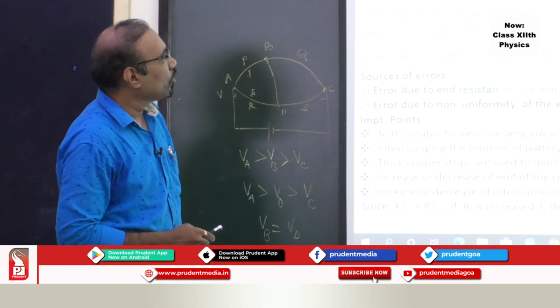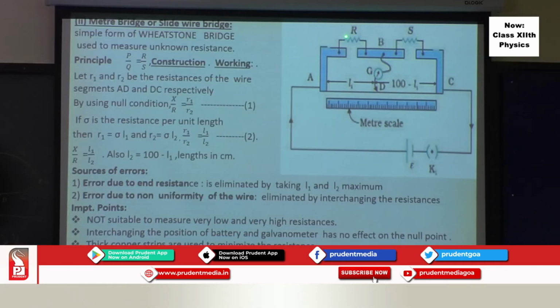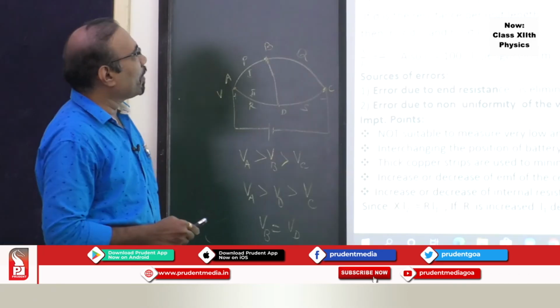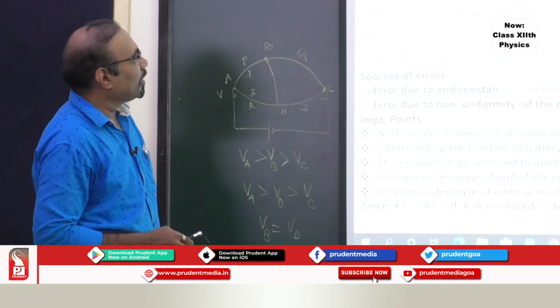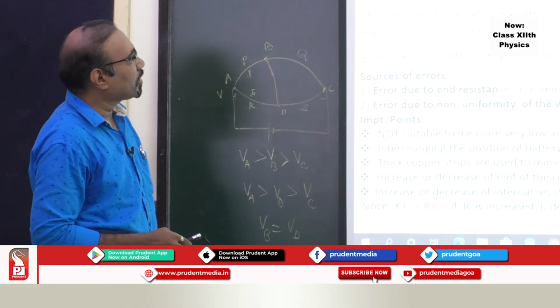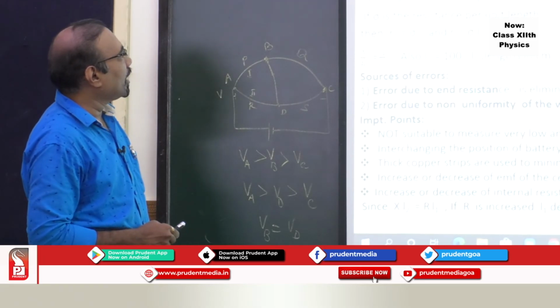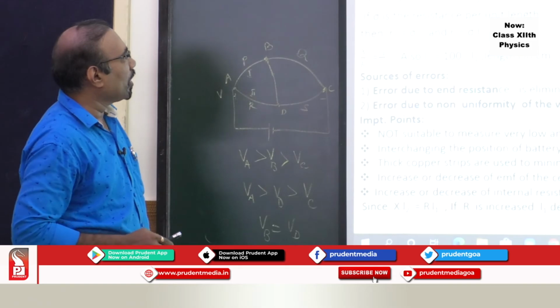So, use this fact. We have R here as one resistance. It is unknown or known. S is another resistance. You can take R, S, or you can take any other notation also, such as X and R. Suppose in the formula I have taken this as X, this as R. Using the balancing condition, resistance of this segment is R1, resistance of this segment is R2. Using the null condition, X by R is equal to R1 upon R2.